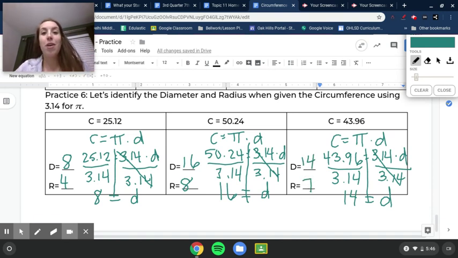Okay, hopefully this will help you have a better understanding of what circumference is and how to use the formula to figure out the radius, the diameter, and the circumference. And then you should be all set.